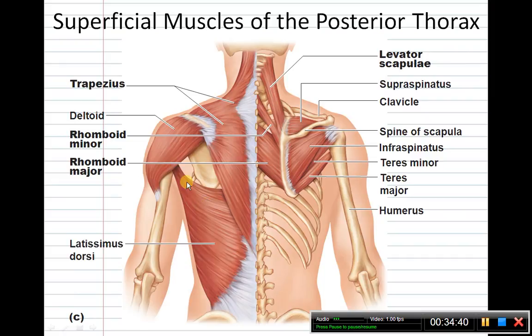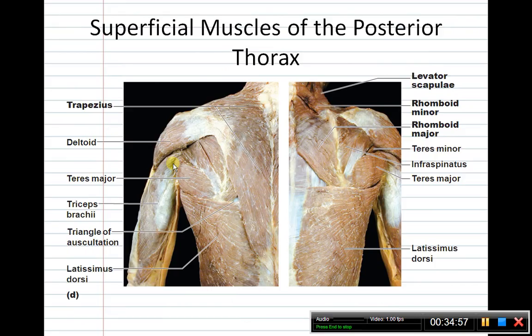These are really powerful adductors, adducting the arms back to the side of the body. Okay? They'll also pull your arm backwards from being forward in front of you to the extended position. And then you can see here the trapezius and the latissimus dorsi actually overlap just a little bit.